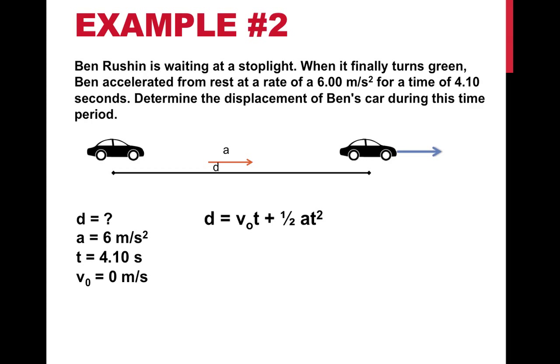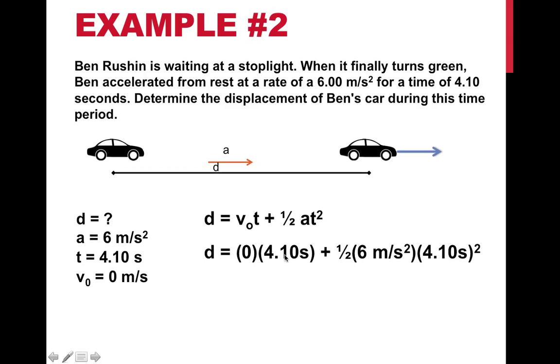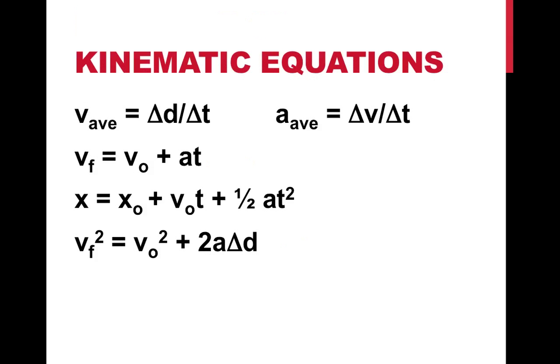Okay, so it is already solved for displacement, so yay, no algebra. I plug in all my values, 0 for v naught, 4.1 seconds for time, 6 meters per second squared for acceleration, and then 4.1 seconds for time again. Okay, since over here 0 times 4.1 seconds is 0, that's really not affecting this at all. So I just cross it out and move on, and I get 50.4 meters to the right. And that is example number 2.